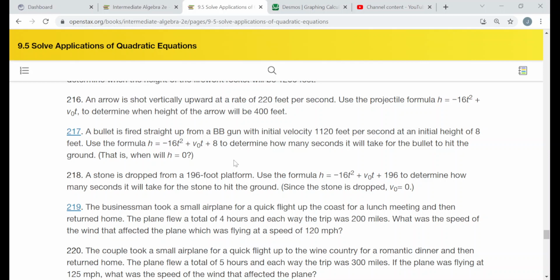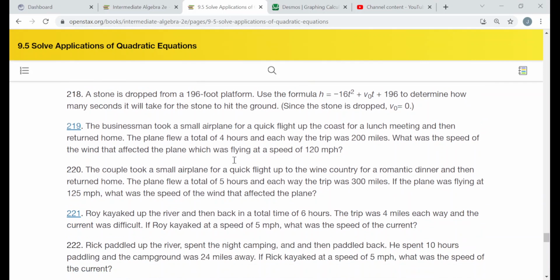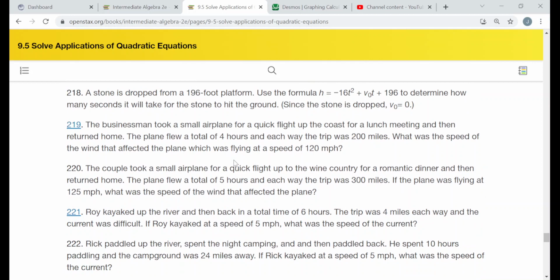Exercise 218. All right, so this is another one where they give us an initial formula here. A stone is dropped from a 196-foot platform. Use the formula h equals negative 16t squared plus v0 times t plus 196 to determine how many seconds it will take for the stone to hit the ground.